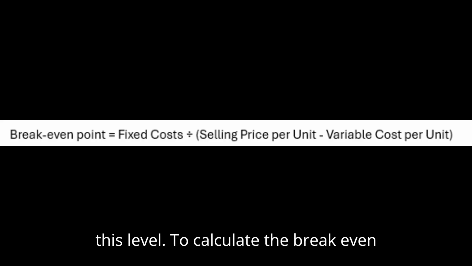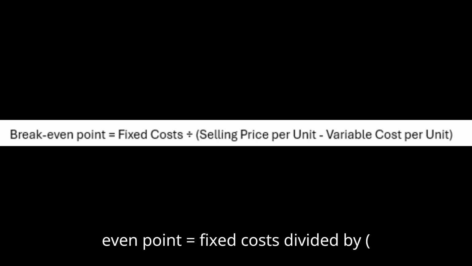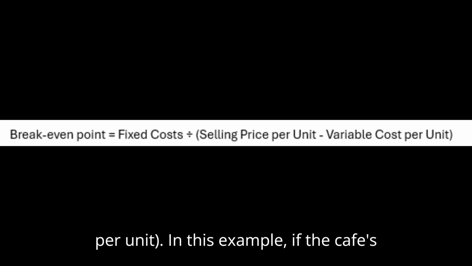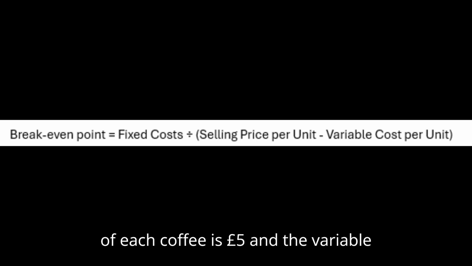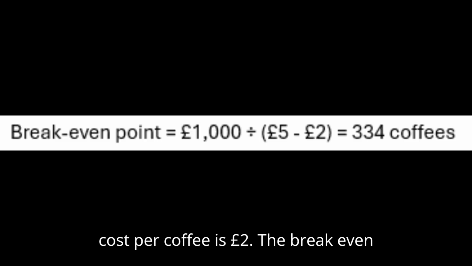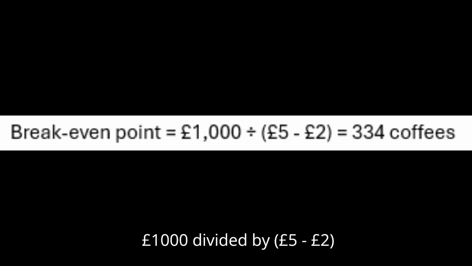To calculate the break-even point, businesses use the formula: break-even point equals fixed costs divided by selling price per unit minus variable cost per unit. In this example, if the cafe's fixed costs are £1,000, the selling price of each coffee is £5, and the variable cost per coffee is £2, the break-even point would be: break-even point equals £1,000 divided by £5 minus £2, which equals 334 coffees.